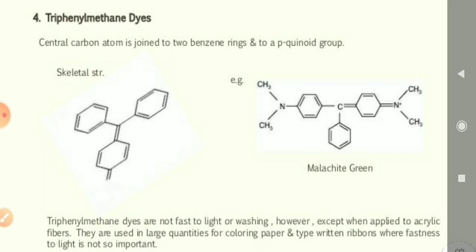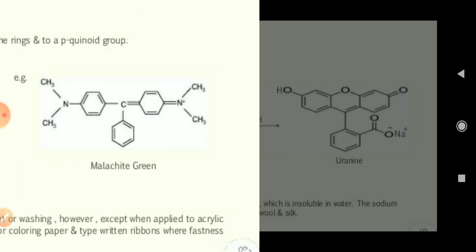So the triphenyl methane dyes are not fast to light or washing, however, except when applied to acrylic fabric. They are used in large quantities for coloring paper and typewriter ribbons, where the fastness to light is not so important.